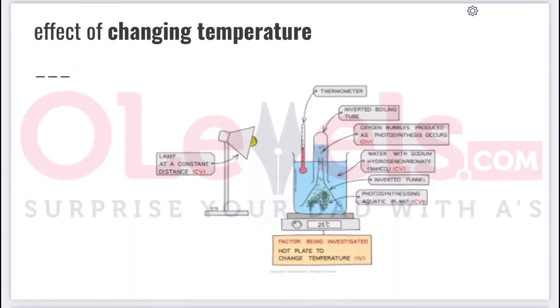Okay, now, the effect of changing temperature. So the lamp is at a constant distance, and there is a hot plate to change the temperature. This shows what happens with a change of temperature. You have an inverted funnel and test tube to measure the oxygen produced as we change the temperature. So we have the hot plate and there is a knob, so we can change it. We can set the temperature to a certain amount and calculate the rate by counting the number of bubbles of oxygen produced.